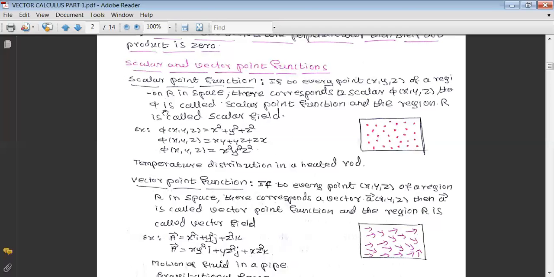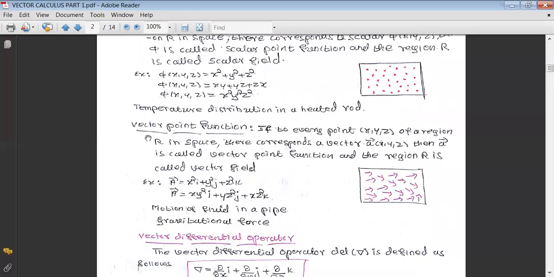Now think of a physical example: what is a scalar point function, and what is a scalar field? For example, if you take a heated bar and any point on the heated bar, definitely you are going to find some temperature at that point. That point is called a scalar point, and the corresponding field is called a scalar field. At each point on the bar you find some scalar, and that entire bar is referred to as a scalar field.